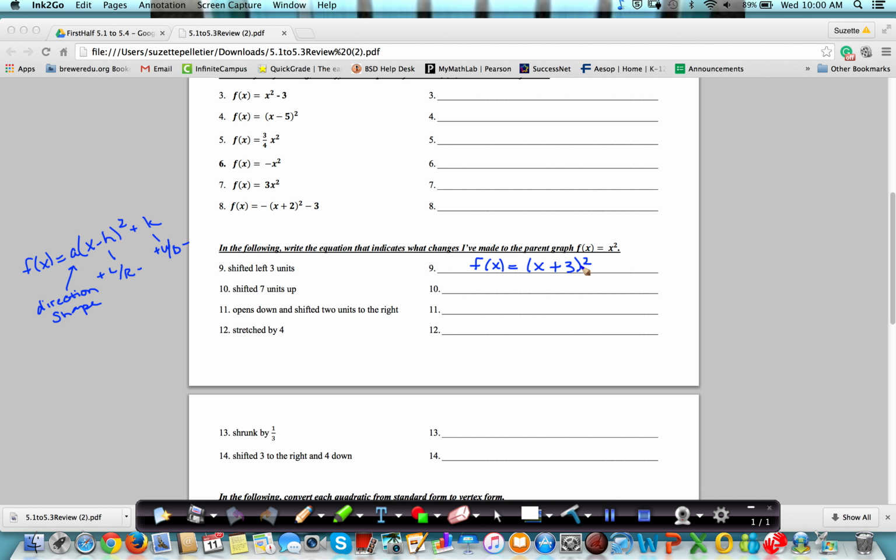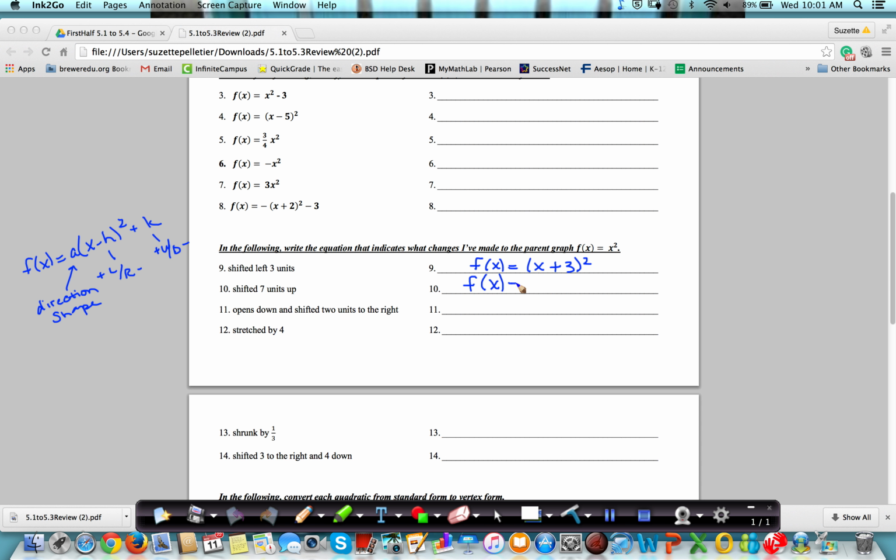That's how we go left, squared. Always need a squared in your equation because it's a quadratic. We didn't go up or down at all, so you don't need to write anything here. If you want to write plus 0, you can, but it's not talking about any kind of vertical movement. Number 10, shifted 7 units up. So now we're going up 7 units. So that's going to be outside. And since nothing's happening in here, it's just going to be an x squared.